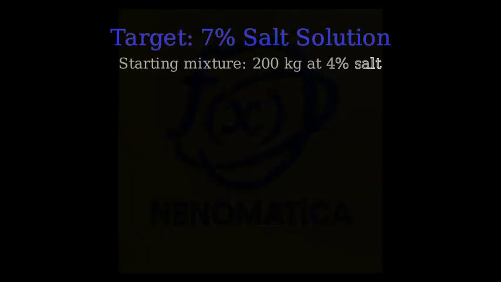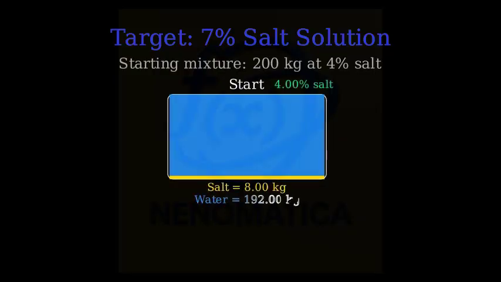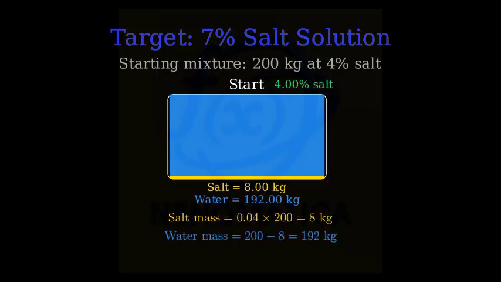Mixtures and concentration. We start with 200 kilograms of a saltwater solution at 4% salt. We want to reach 7% salt. We will explore three paths: add salt, evaporate water, and a mixed scenario with limited salt on hand. Here is the starting beaker. 4 percent of 200 kilograms means 8 kilograms of salt and 192 kilograms of water.